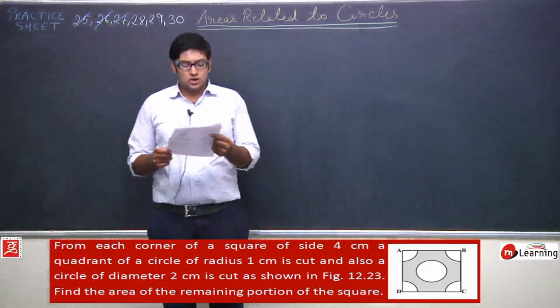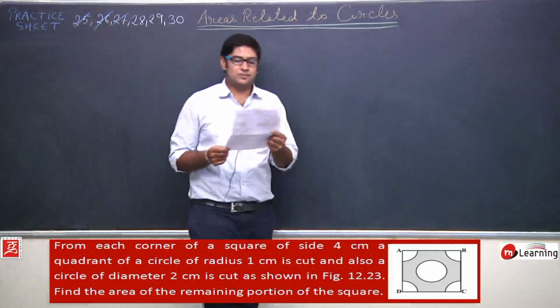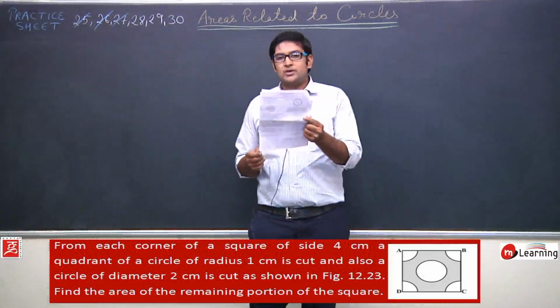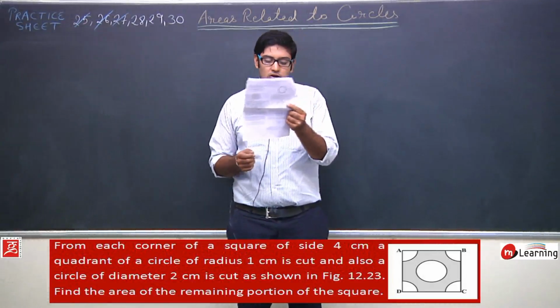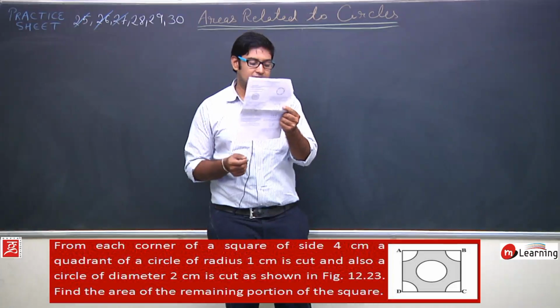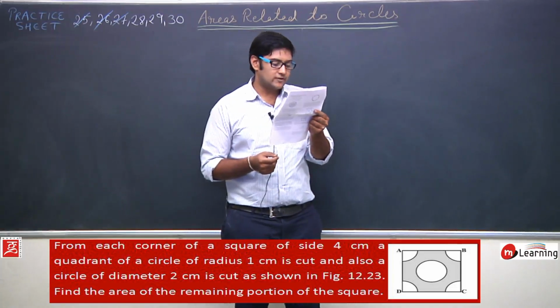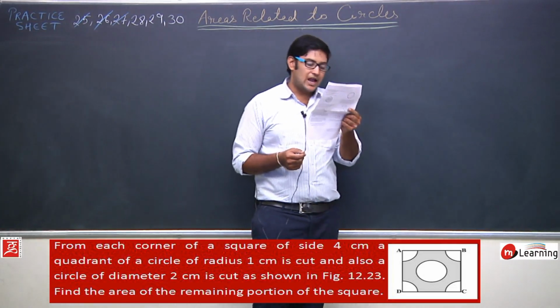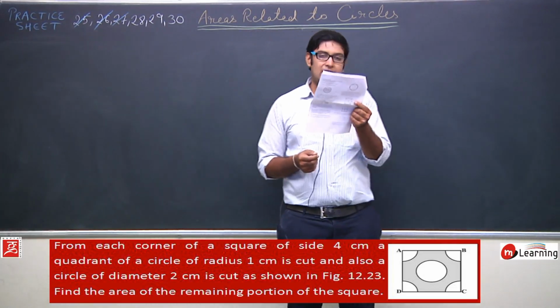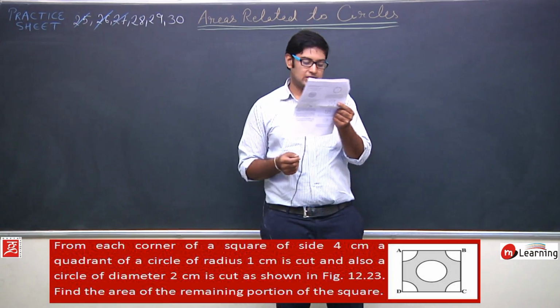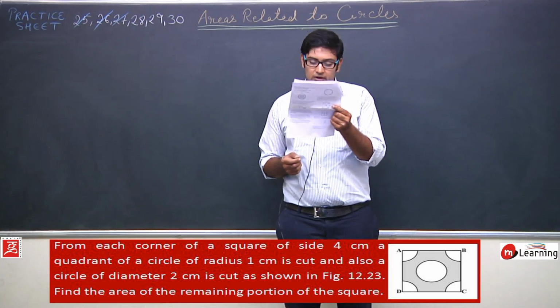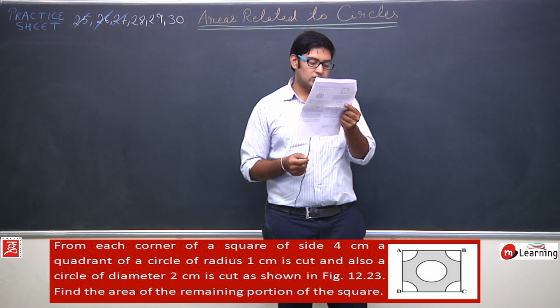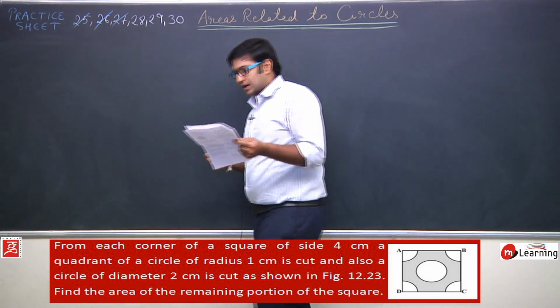Okay, let us now solve question number 28 from the practice sheet. Question number 28 says, from each corner of a square of side 4 centimeters, a quadrant of a circle of radius 1 centimeter is cut, and also a circle of diameter 2 centimeter is cut as shown in the given figure. Find the area of the remaining portion of the square.